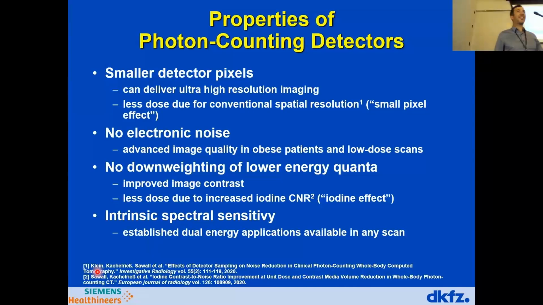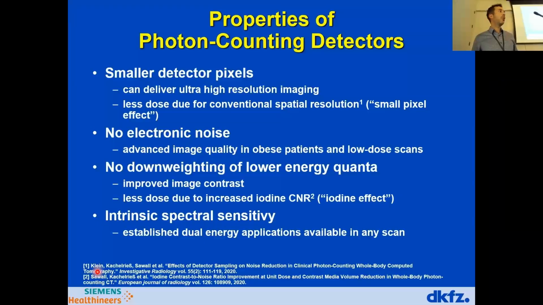So we've heard already some details about photon counting this morning. I will just wrap up 4 things. So first of all, photon counting comes with smaller detector pixels. And these smaller detector pixels can deliver ultra high resolution imaging without any dose penalty. And second, with the elimination of the electronic noise, we have advanced image quality in obese patients. And we have stable, reproducible CT numbers for quantitative CT at low dose.